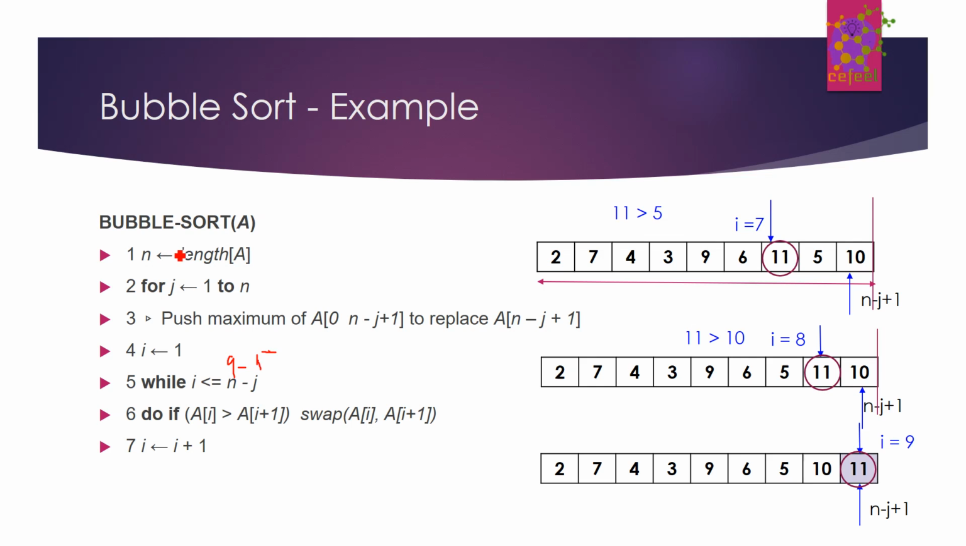So 9 minus 1 will give us 8, but i's value is 9, so 9 is not less than 8, which means we are done with the inner loop. We are done with the inner loop because we reached the end value of I. So we compared all the elements in one pass, and notice what also has happened, we have sorted one element, or we have bubbled the maximum element to the end of the array.